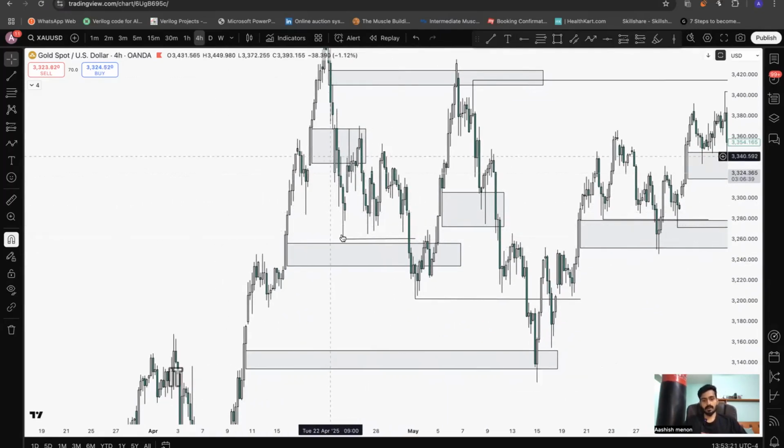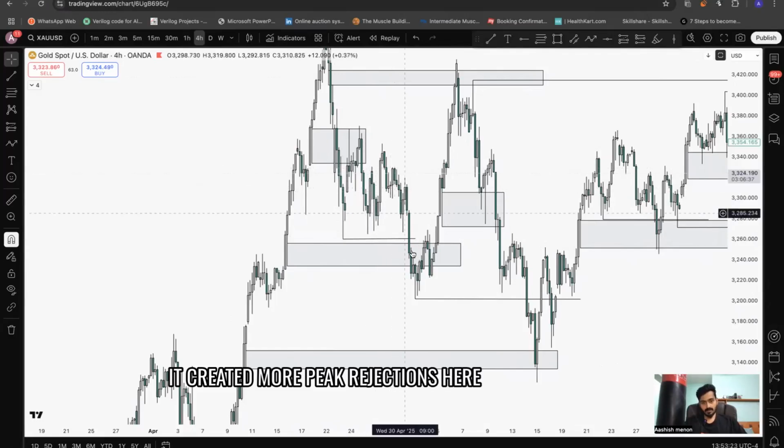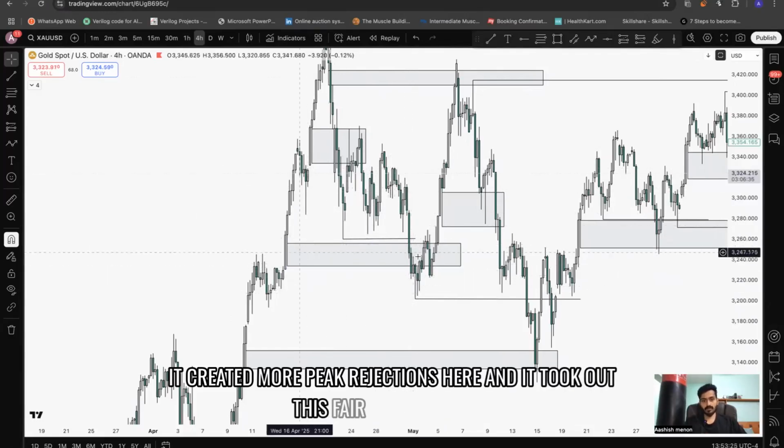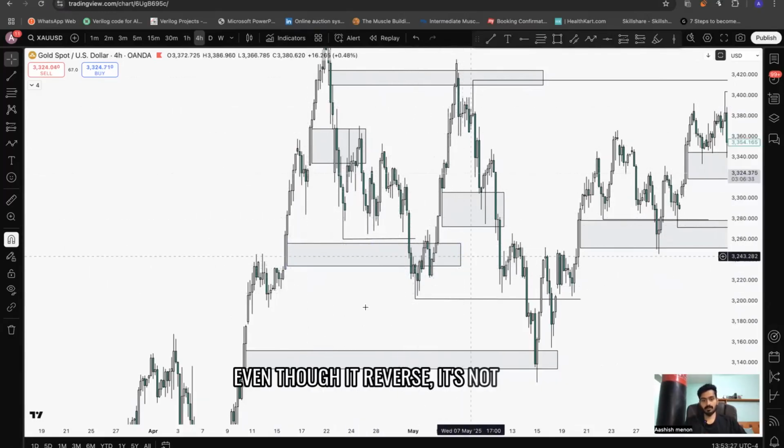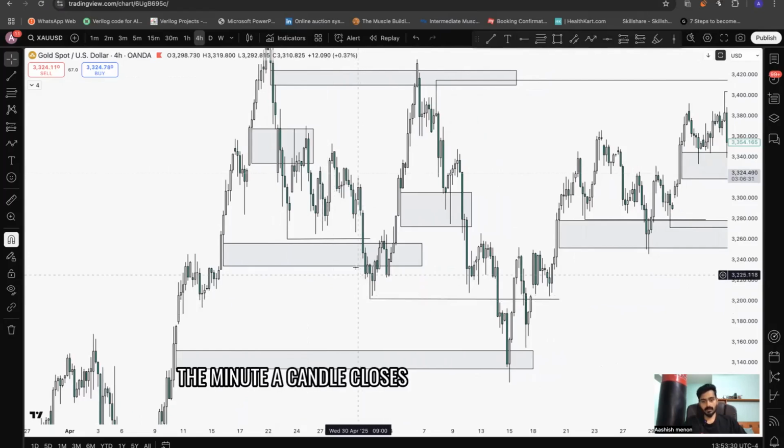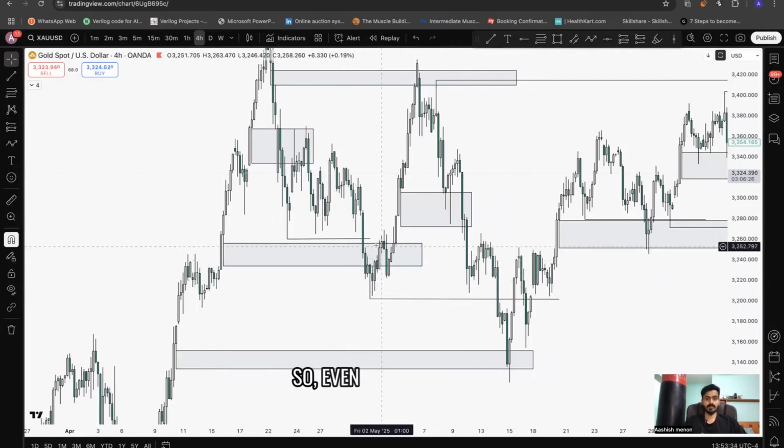It created more peak rejections here, and it took out this fair value gap too. Even though it reversed, it's not valid. The minute a candle closes below this gap, it's not valid anymore. So even this one failed.